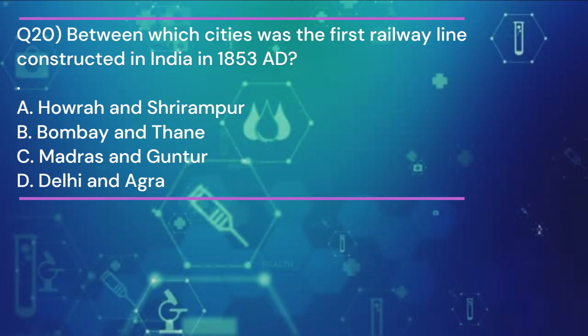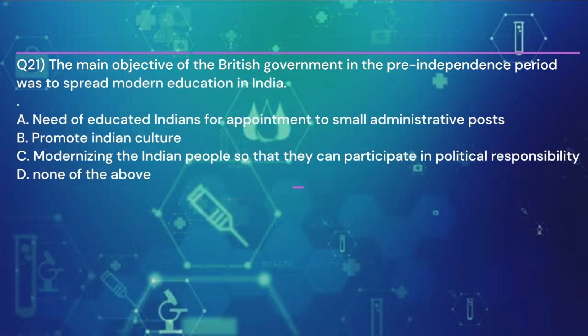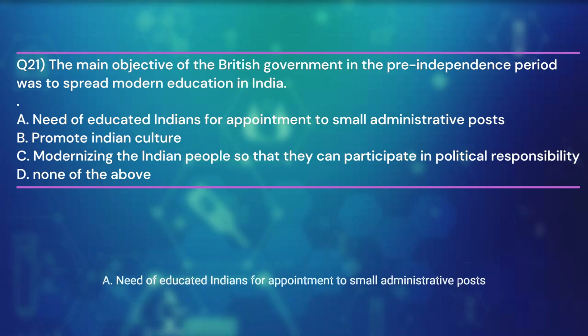Bombay and Thane. Question 21. The main objective of the British government in the pre-independence period was to spread modern education in India. And the answer is A. Need of educated Indians for appointment to small administrative posts.